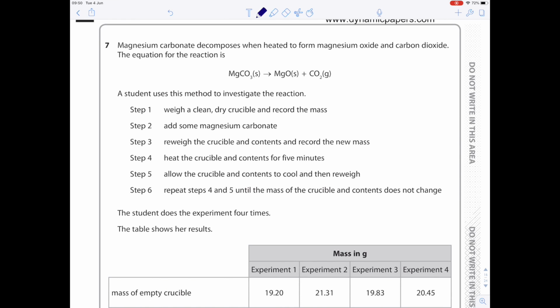Magnesium carbonate decomposes when heated to form magnesium oxide and carbon dioxide. The equation for the reaction is magnesium carbonate goes to magnesium oxide plus carbon dioxide. A student uses this method to investigate the reaction. Weigh a clean, dry crucible and record the mass. Add some magnesium carbonate. Reweigh the crucible and contents and record the new mass. Heat the crucible and contents for 5 minutes. Allow the crucible and contents to cool and then reweigh. Repeat steps 4 and 5 until the mass of the crucible and contents do not change.